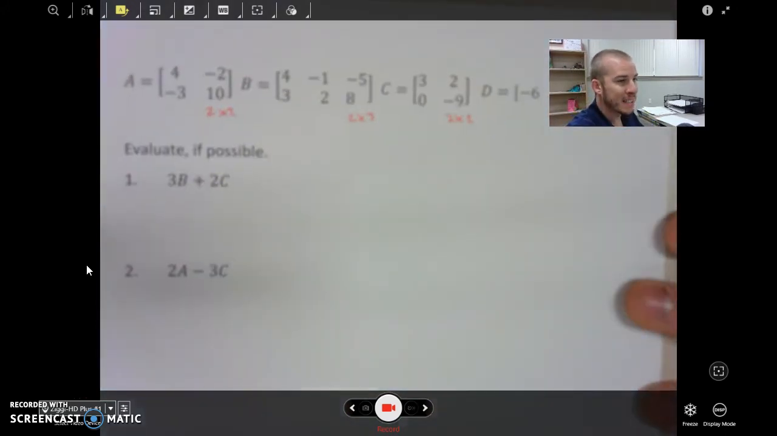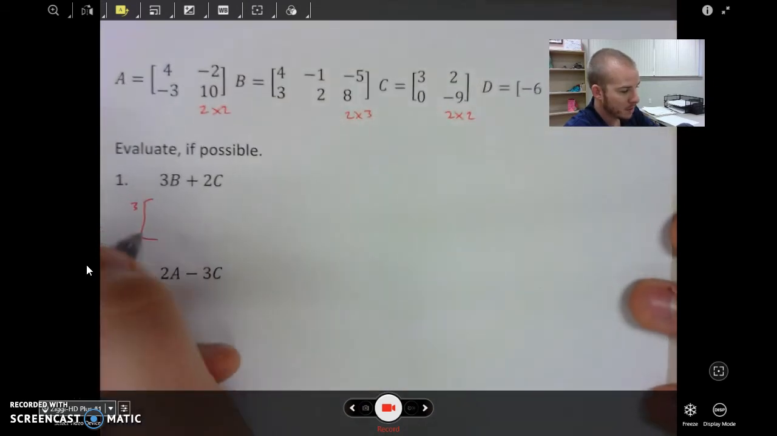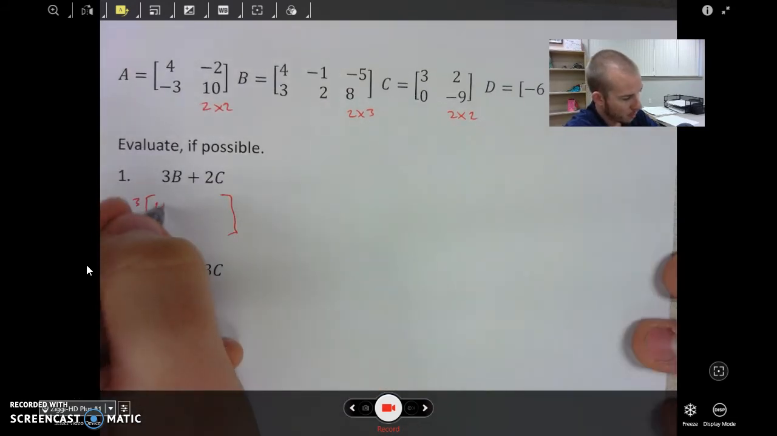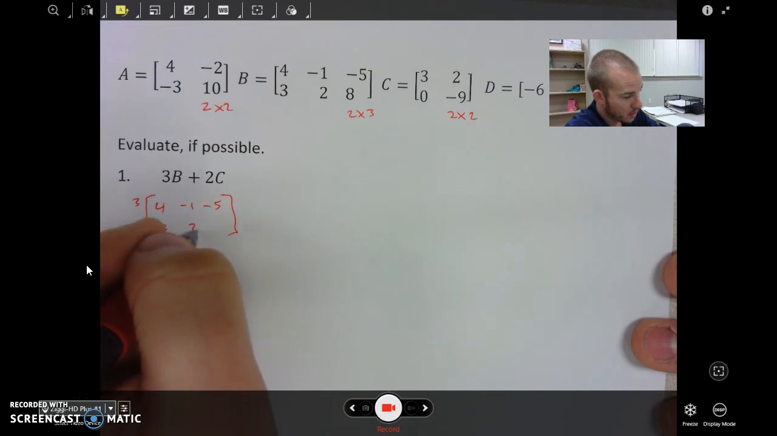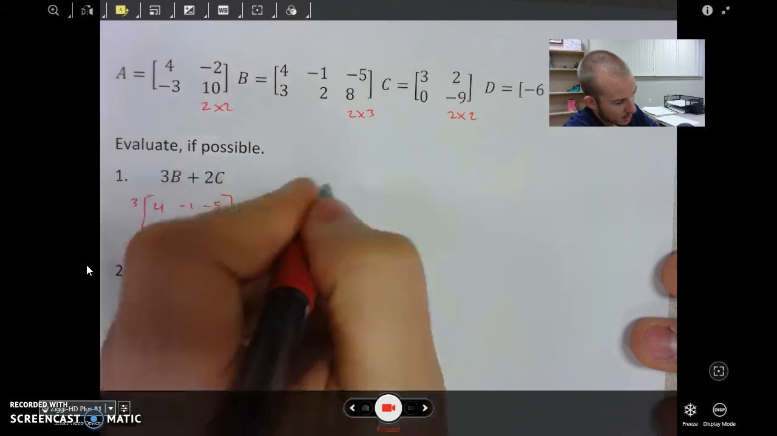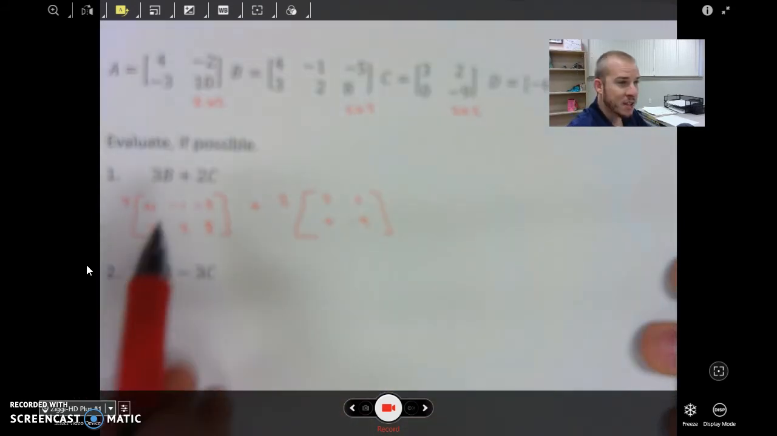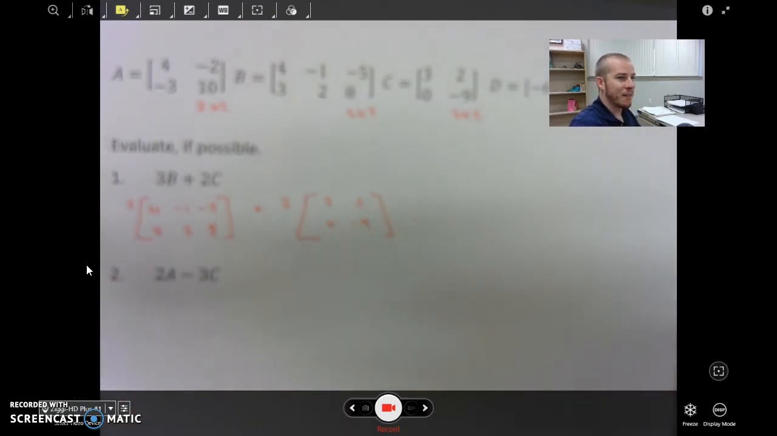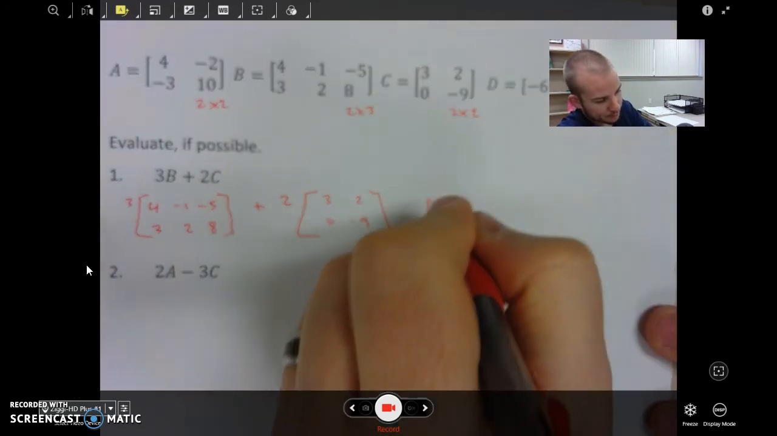So 3b plus 2c is going to mean 3 times this matrix here, which is 4, negative 1, negative 5, 3, 2, 8, plus 2 times the matrix C, 3, 2, 0, negative 9. Can I add these matrices? No, I can't add these matrices because they have different dimensions. So this here is not possible.